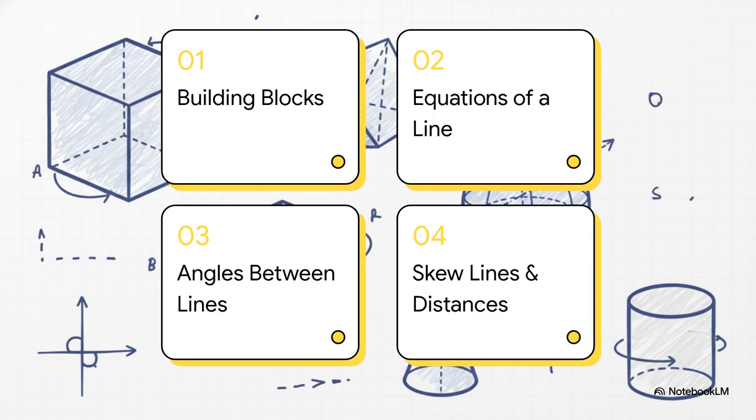Okay, so here's our roadmap for today's explainer. First up, the building blocks. Second, equations of a line. Third, angles between two lines. And finally, skew lines and distances.